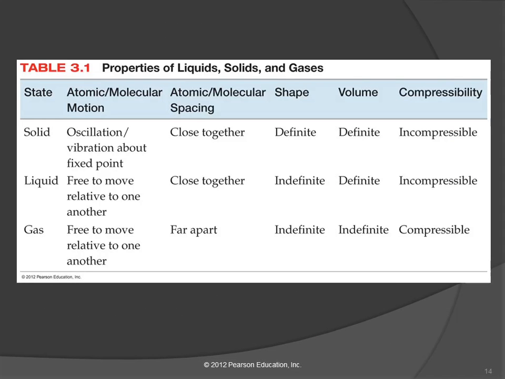So here's table 3.1 from your textbook. Just gives you kind of a summary of the properties of these different states. So the 3 states, what's happening with the particles, their motion, how they're spaced, shape, volume, and compressibility. And so there will probably be at least one test question that asks which state of matter has a fixed volume, but a variable shape. Well, that would be a liquid.